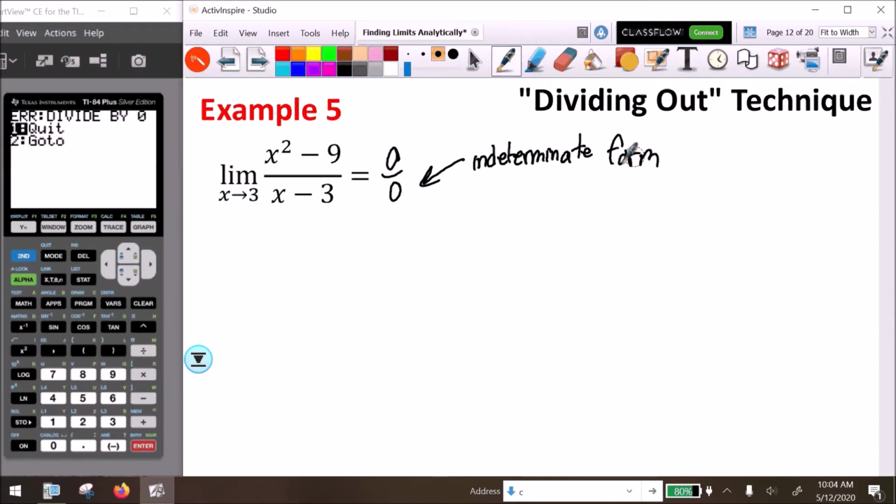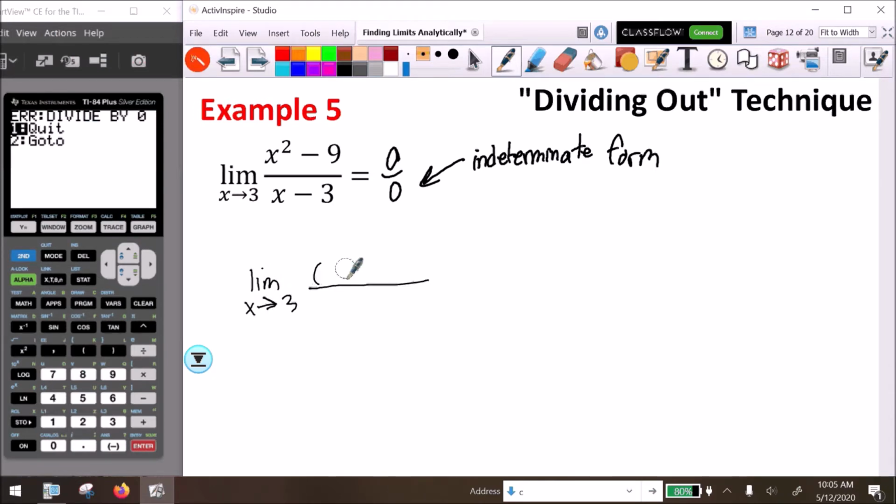0 over 0 is an indeterminate form. We don't really know what the limit equals yet when we get 0 over 0. The limit might not even exist. There could be an asymptote. It could approach infinity, or perhaps it approaches negative infinity from one side and approaches positive infinity from the other. So to do a little further investigation, we like to factor these. So we're going to factor the numerator and the denominator and see if we can gain some further insight.